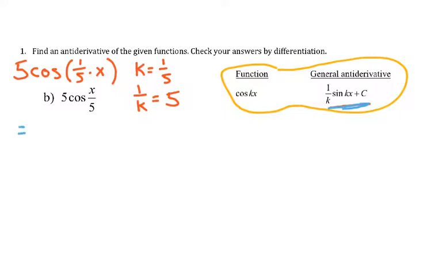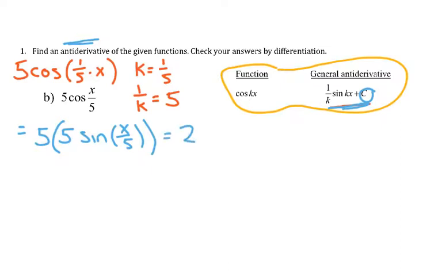So that will be, we still have this 5 out here. Now the antiderivative of cosine is sine. Whoops, I left off my 1 over k. I need 1 over k, which is 5, times sine of kx, which is just x over 5. And we're not worrying about the plus c because we're just finding any old antiderivative. What does this equal? 25 times the sine of x over 5.